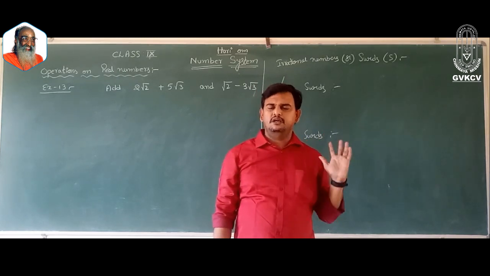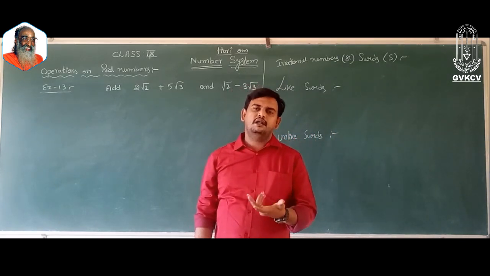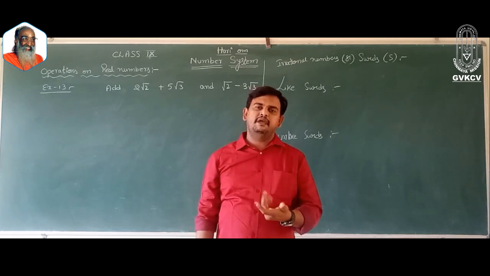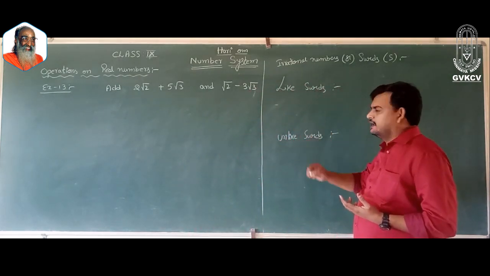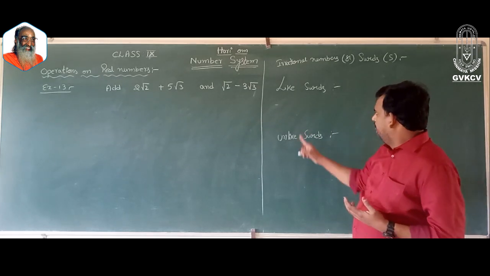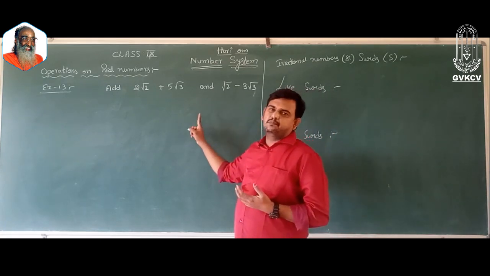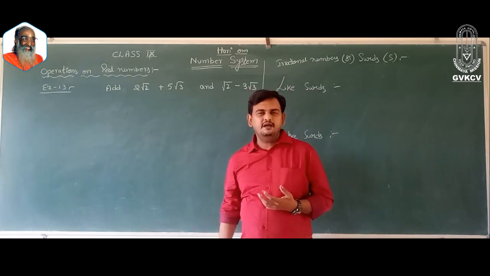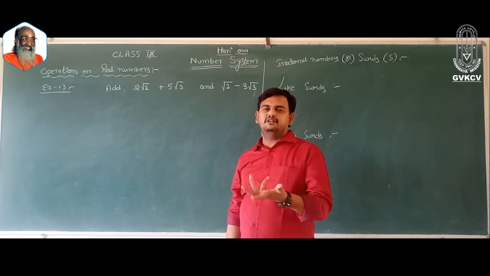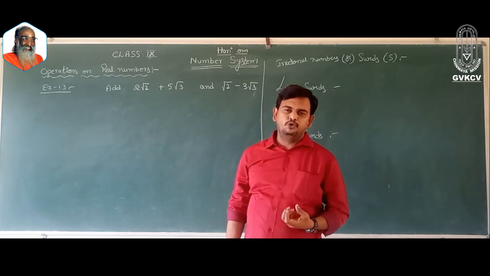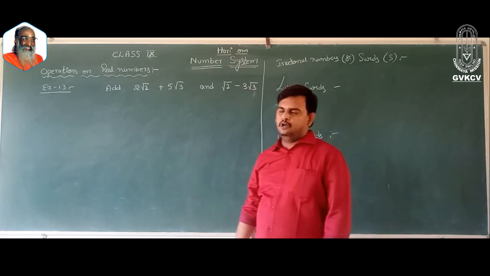The similar concept here we have: like surds and unlike surds. Now, what are like surds and what are unlike surds? Let me explain. Why do we need to learn like surds and unlike surds? Without knowing like and unlike surds, you can't add and subtract. While performing addition or subtraction between irrationals, definitely you have to know what are like surds and what are unlike surds. Now let me explain.